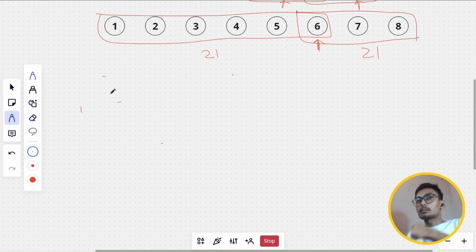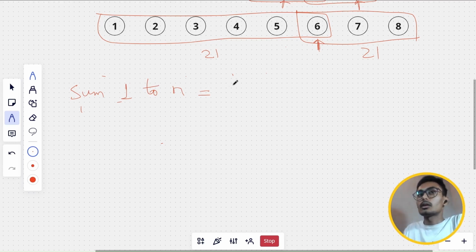Now let's look at the approach. First, we have to understand this thing. If we have to find the sum from 1 to n, we use this formula. This is the standard formula to calculate the sum of n natural numbers: n times n plus 1 divided by 2. This is the basic formula to calculate the sum of the first n natural numbers.